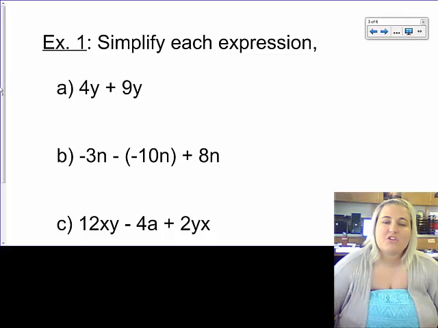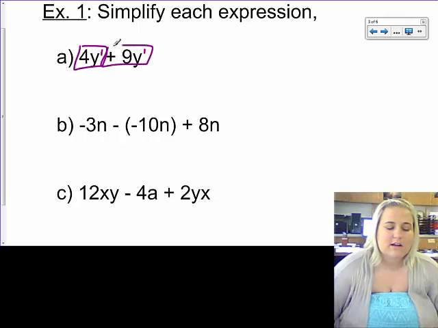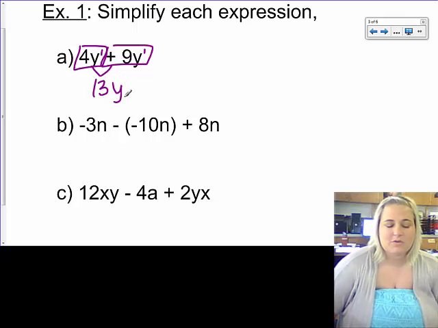On this example, it just wants us to simplify each expression by combining like terms. So I have 4y plus 9y. Well, I have the same variable, and this y is understood raised to the first power, as is this one. So I have the same variable with the same exponent, which means that they are like terms. So I'm going to take 4y plus 9y. All I have to do is add those coefficients. 4 plus 9 is 13, and then I just bring down my y.